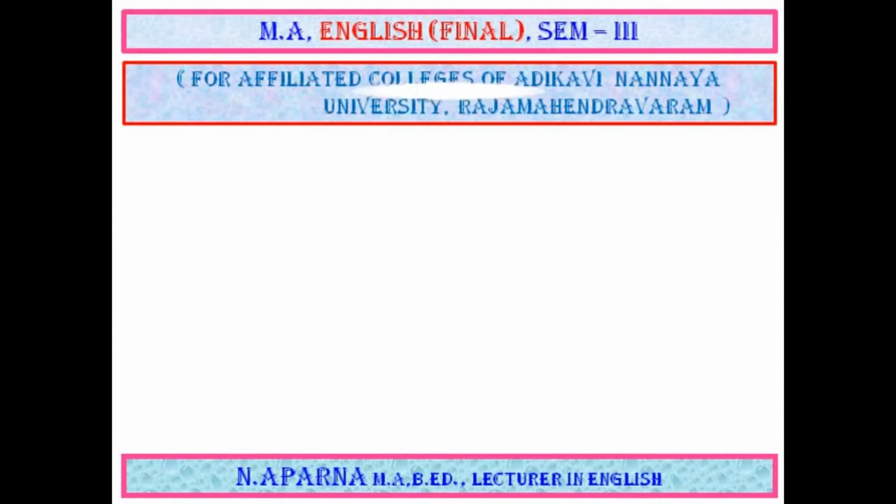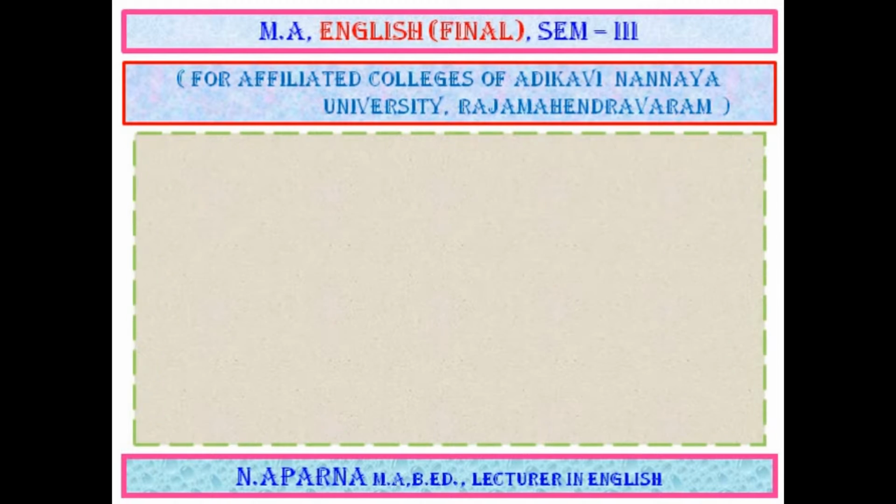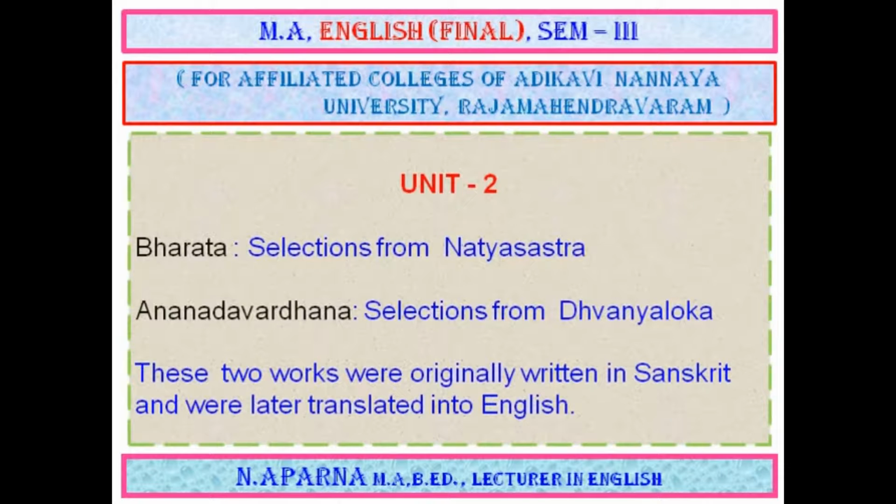Unit 2 is completely related to Indian aesthetics. You have selections from Natya Shastra written by Bharata Muni and selections from Dhvanyaloka written by Anandavardhana. Students, these two works were originally written in Sanskrit and were later translated into English.